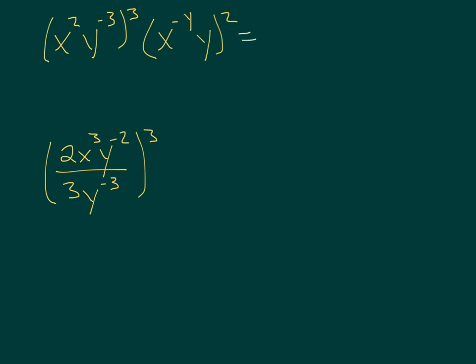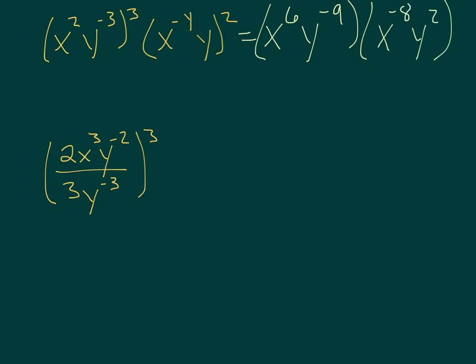So our first step, and I would write out these. Don't try to do these in your head all in one step. Write them out. So this should be x to the 6th, y to the negative 9th, times x to the negative 8th, y to the 2nd. Okay, so we kind of just did two problems, but we're not done because now we're going to multiply like bases together. That means we're going to add the exponents.